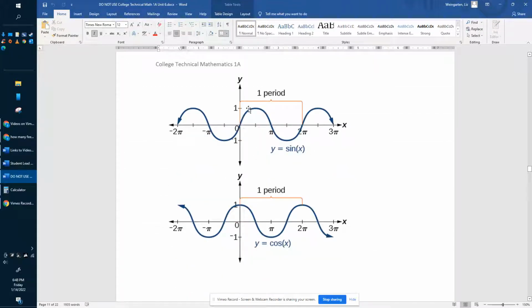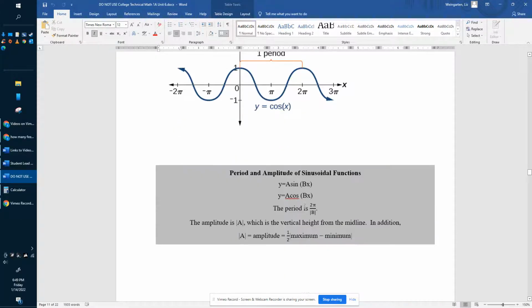Again, 1 revolution of the circle going from 0 to 2 pi is 1 period. That's the sine function. For cosine, it starts at 1, goes down to 0, and goes back to 1. So sine is 0 to 0, cosine is 1 to 1.